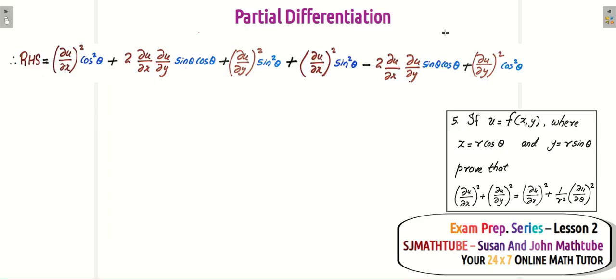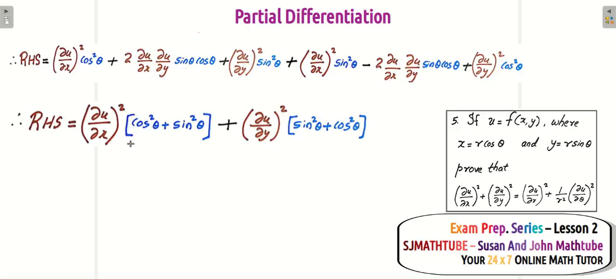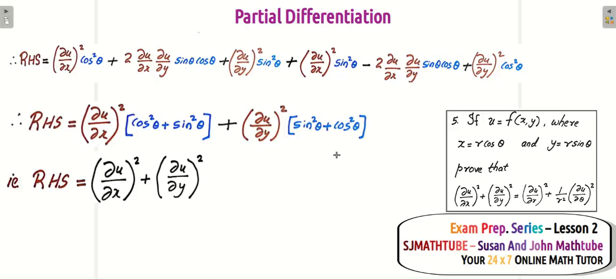Okay, we can see that this and this will cancel out. Now I see some common factors. Okay, this one and this one, and again this and this. So I took common, and what is cos square theta plus sin square theta? It's 1. Okay, so we reach the left hand side.